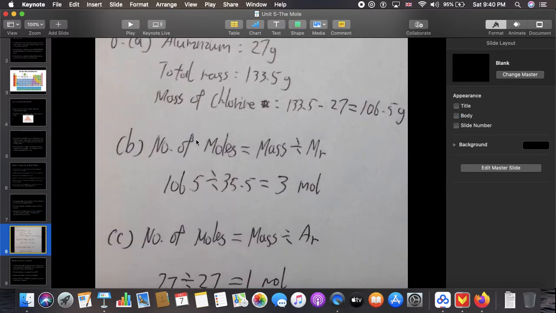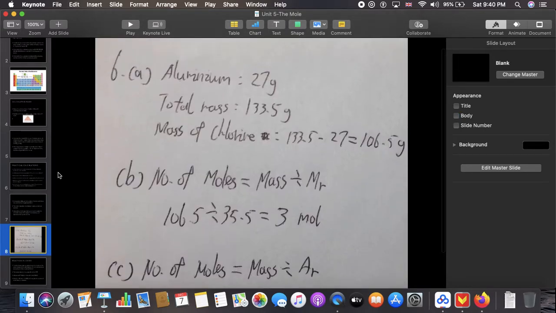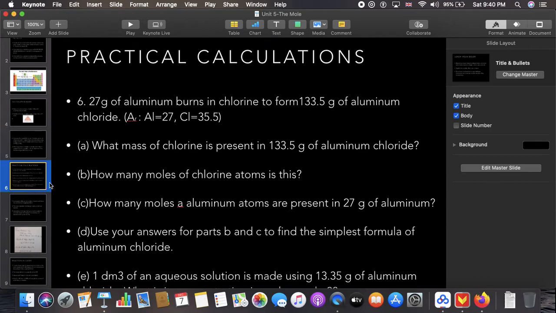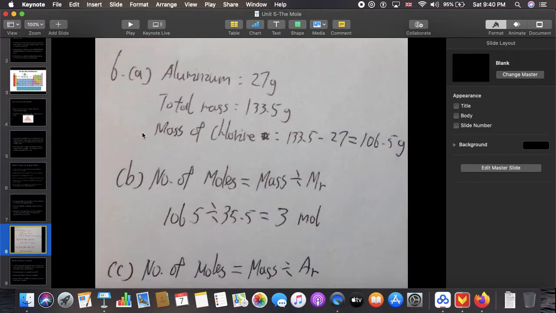Now, here is basically the working of the previous question. Aluminium, 27 grams. Alright, I just made a mistake there. This is 27 grams of aluminium. This is 6, this is the question number, sorry. So basically, aluminium, you have 27 grams. The total mass of the product is 133.5 grams. So the mass of chlorine must be 133.5 minus 27 equals 106.5 grams of chlorine.